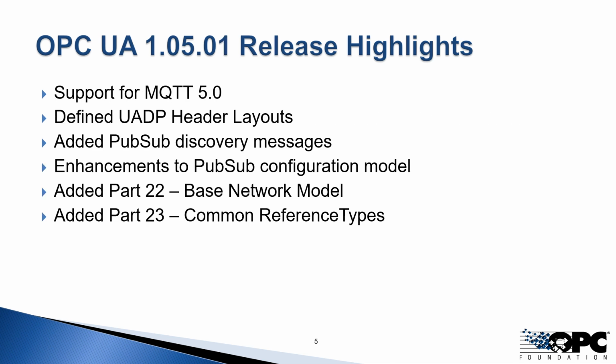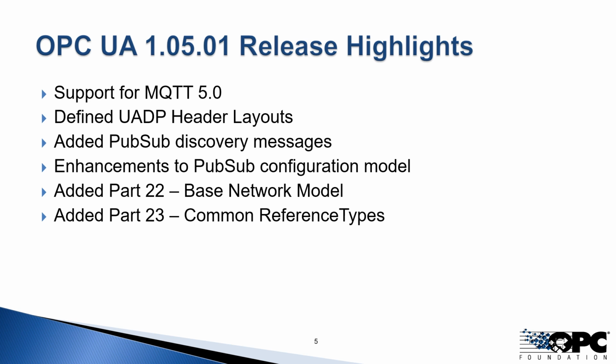In the 01 release, we added support for MQTT 5.0 to our pub/sub specification. This joined the existing MQTT 3 support that we had prior. We also added the UADP header layouts to the pub/sub spec, and we added additional discovery messages. We also enhanced the pub/sub configuration model. As you can see from those major features, much of the work was done in Part 14, the pub/sub spec.